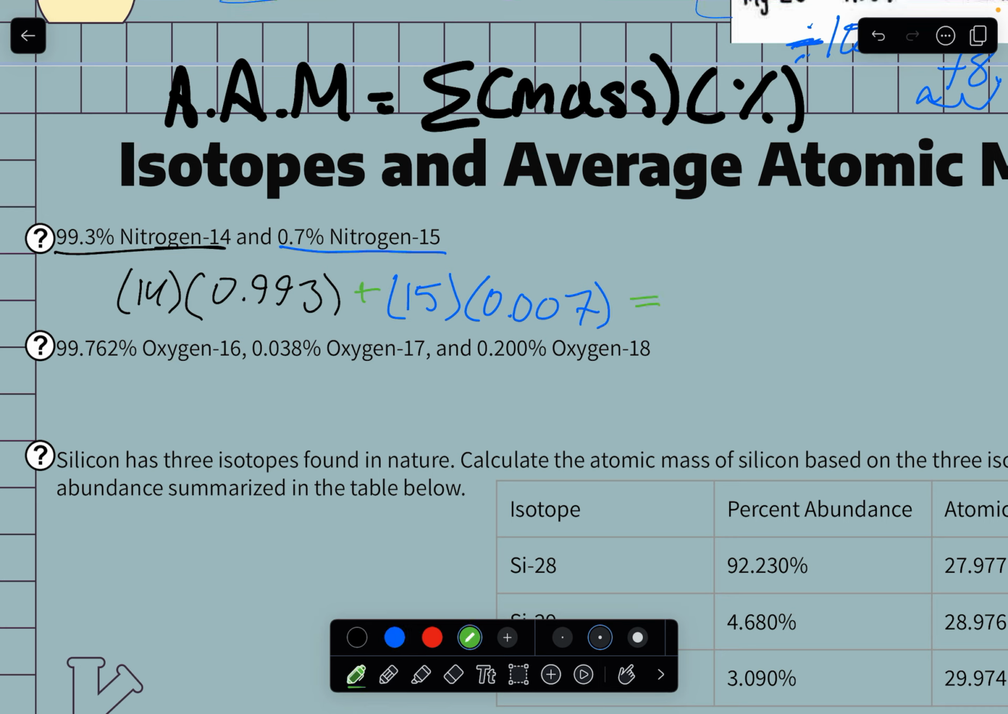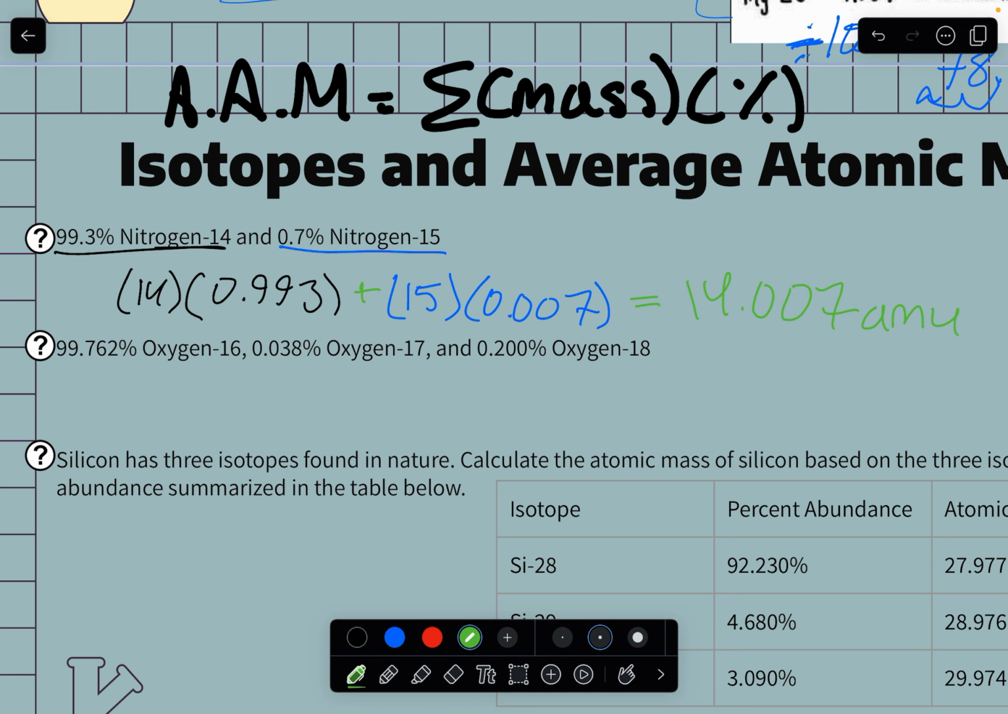And then we're going to solve for it. If we do this math, 14 times 0.993 plus 15 times 0.007, we get 14.007 AMU, atomic mass units. Remember, whenever you're doing any calculations and you have numbers, you almost always want to have units with them. Some numbers we won't associate units with, and we'll get to that later in the year. But whenever you have numbers, you want to have units.